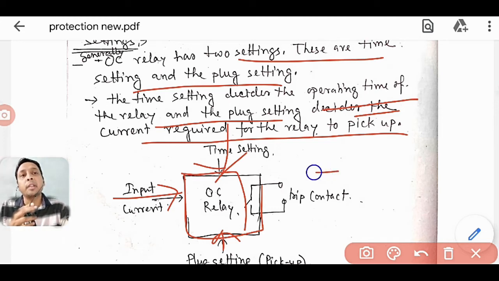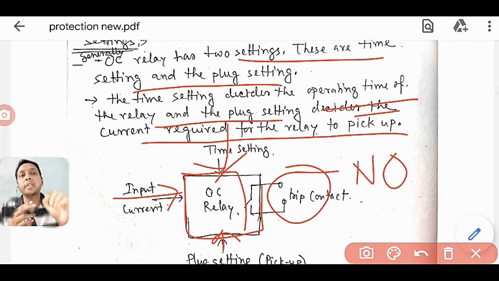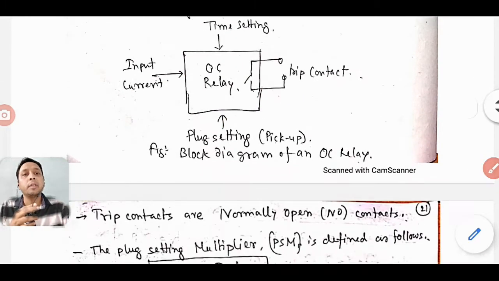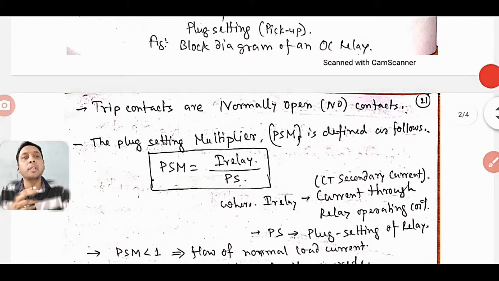And there is a trip circuit. This trip circuit is normally NO. NO means normally open. Whenever a fault is there, then it becomes closed. So as you can see, this is the block diagram. So the trip circuit is normally open.